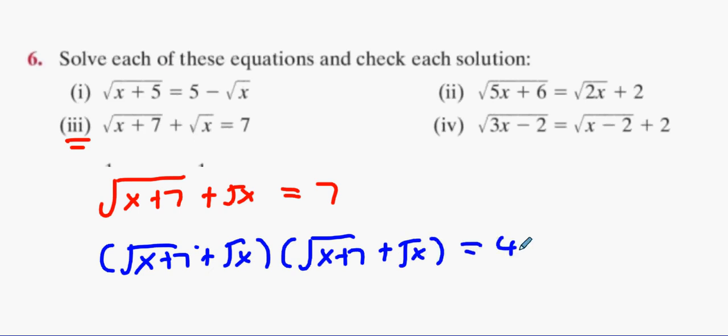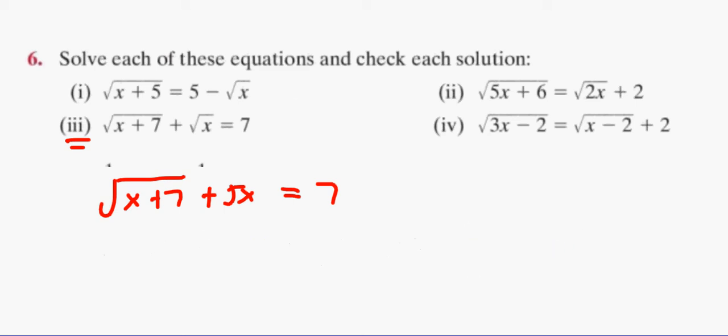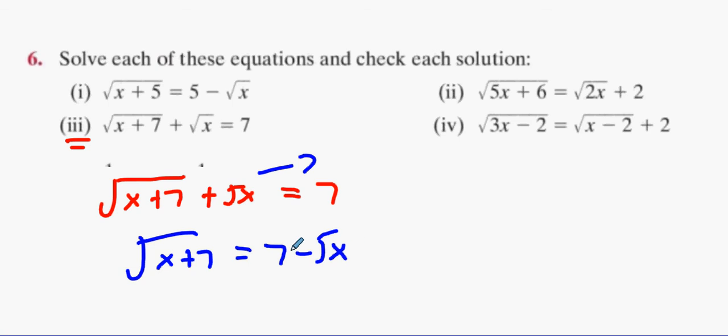Equals 49. You're not wrong, but it's horrible. Don't do that, right? Here's what you're going to do instead. Anybody have any suggestions? Yeah, that makes things a bit nicer, doesn't it? Now square both sides. So what happens then?